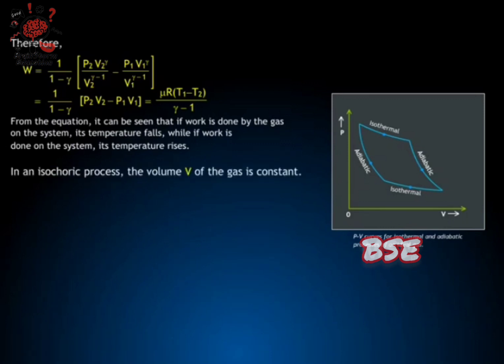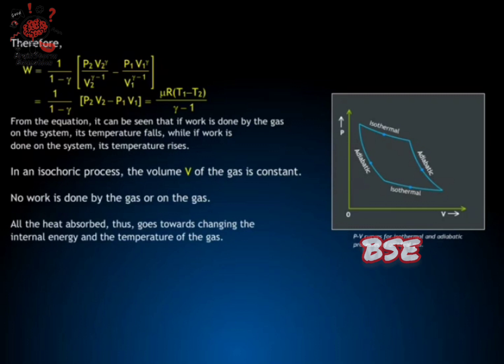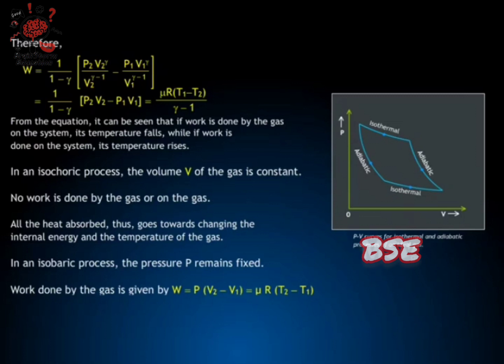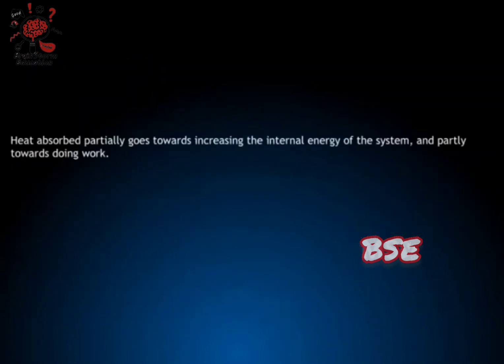In an isochoric process, the volume V of the gas is constant. No work is done by the gas or on the gas. All the heat absorbed, thus, goes towards changing the internal energy and the temperature of the gas. In an isobaric process, the pressure P remains fixed. Work done by the gas is given by W equals P into V2 minus V1 equals mu R into T2 minus T1. The change in temperature results in change in the internal energy. Heat absorbed partially goes towards increasing the internal energy of the system and partly towards doing work.